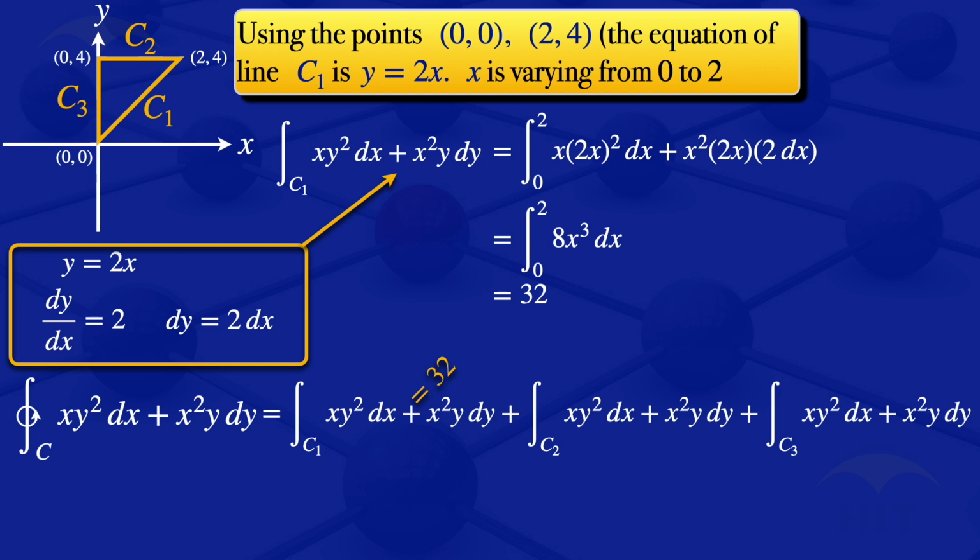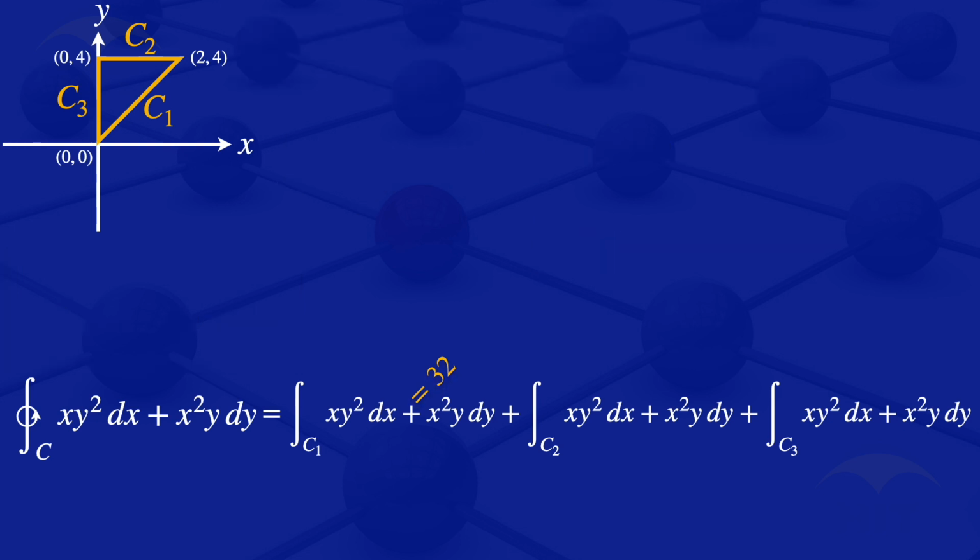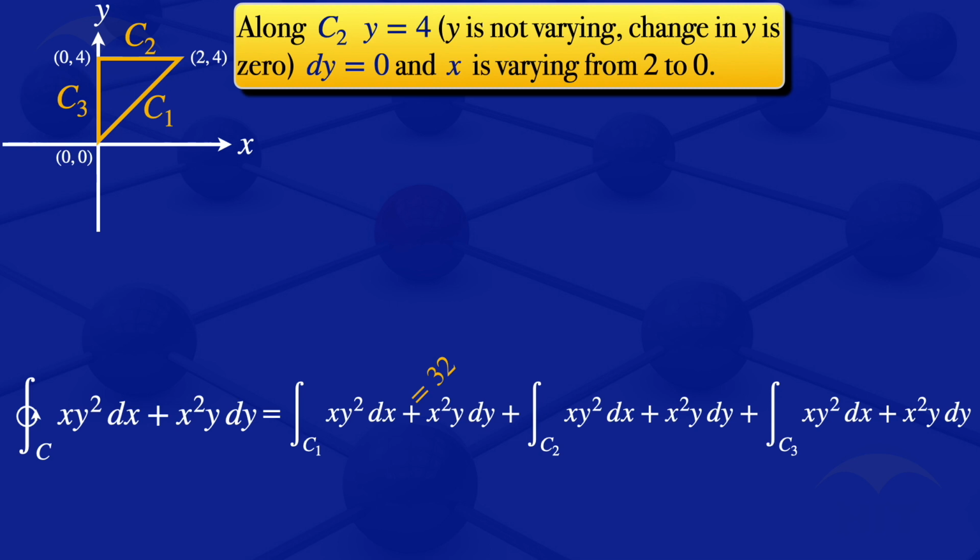We can now move on to the integral along the curve C2. Along curve C2 now, what we are seeing there is y is a constant, it's 4. And if y is a constant, then dy will be 0. And we are moving counterclockwise. So our x is changing from 2 to 0.